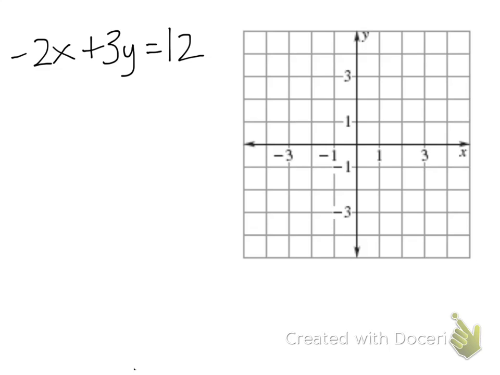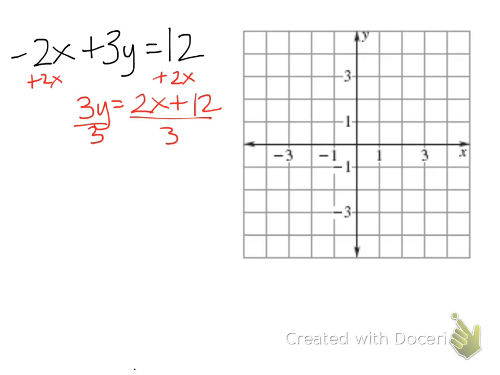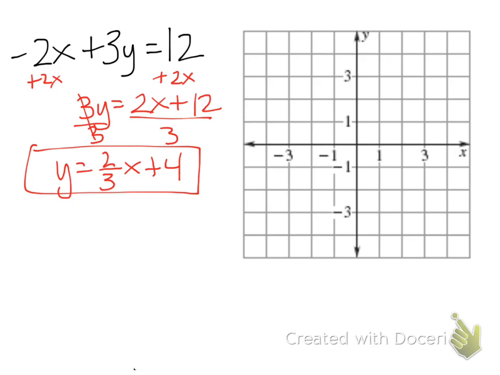And now the last example. There's actually 2 ways to do this one. So to begin with, I would like you to solve it for y and go ahead and graph it that way. So you should have gotten y equals 2/3 x plus 4, and now go ahead and graph that.